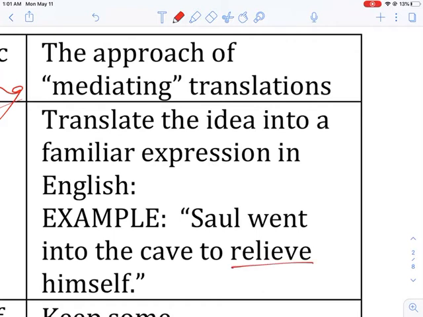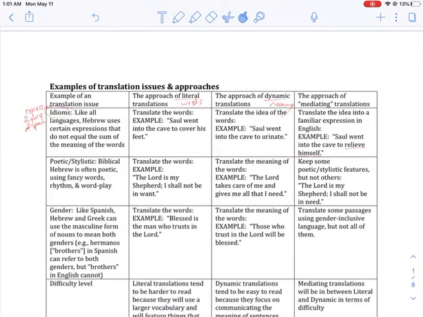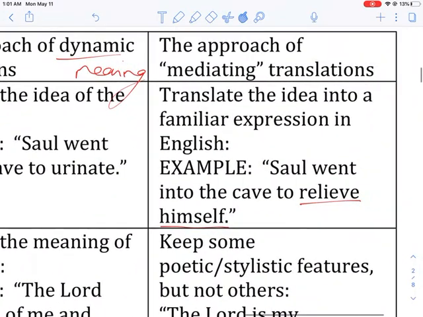Now the Bible doesn't say he relieved himself. It uses the expression covered his feet. To relieve himself does mean to urinate, and yet it keeps that sense of privacy, that sense of respect, the sense of letting him have his dignity and doing his business on his own, and not us needing to embarrass King Saul. So, again, a meaning translation tries to do both. Get the meaning across so you can understand it, but also keeping the feel of the words, the sense.